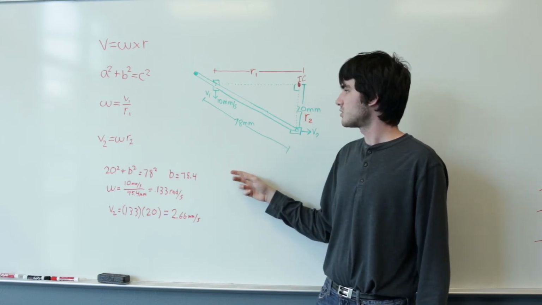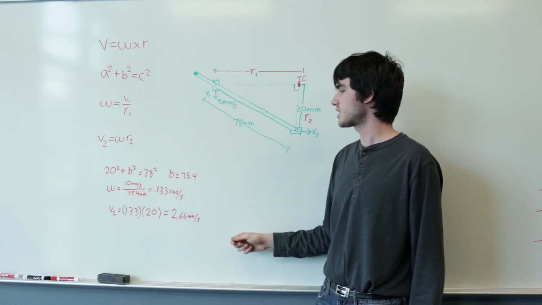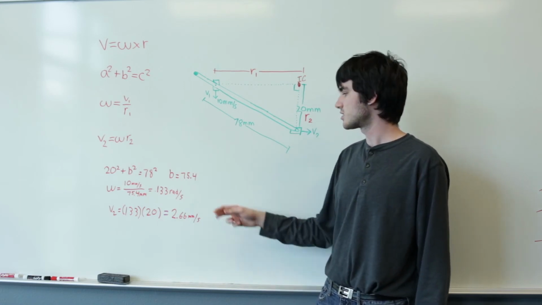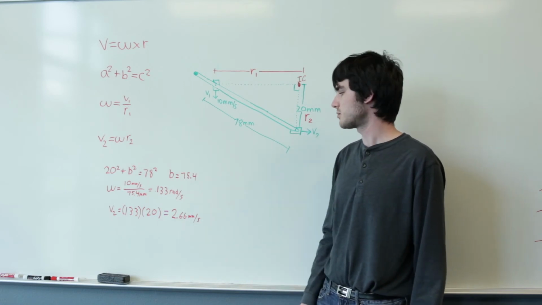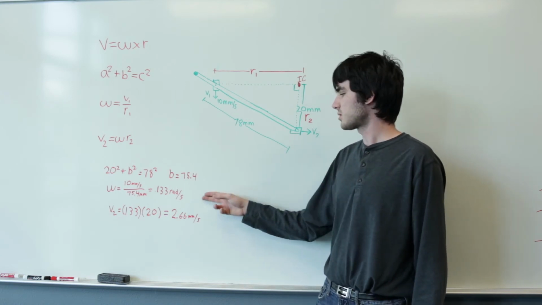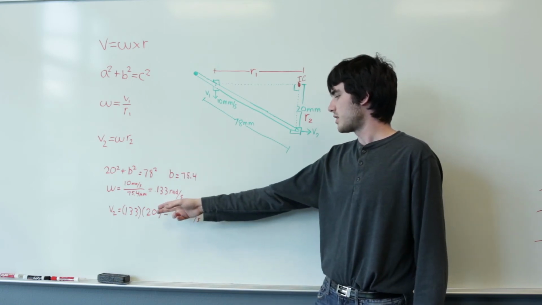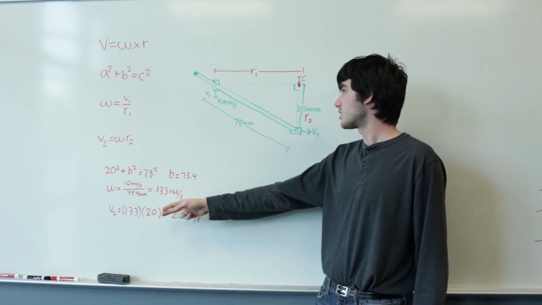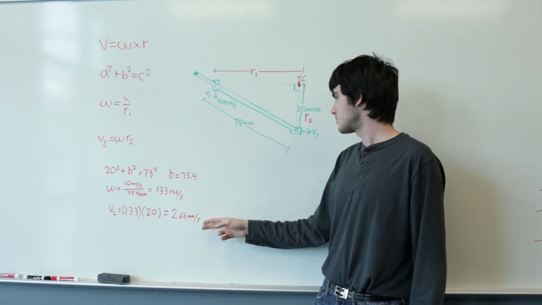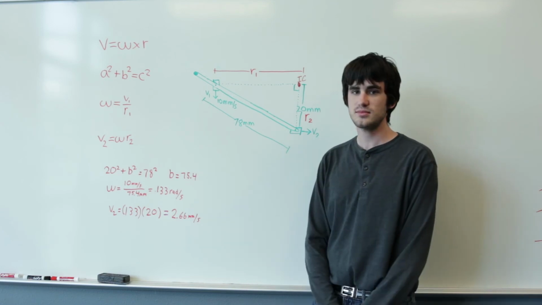We then plug that into our equation up here, where we have a velocity of 10 millimeters per second and a length of 75.4 millimeters. This gives us an angular velocity of 1.133 radians per second. We then plug this into our equation down here, where we have the angular velocity and our arm length of 20 millimeters. This gives us a velocity of the other slider of 2.66 millimeters per second.